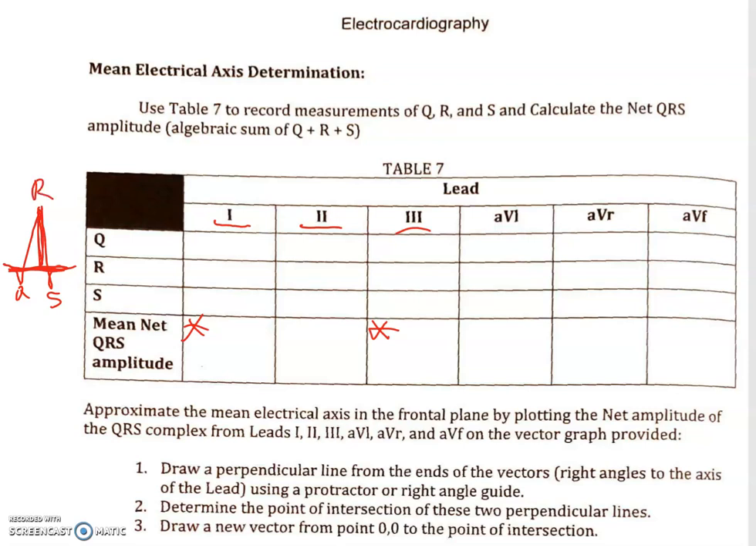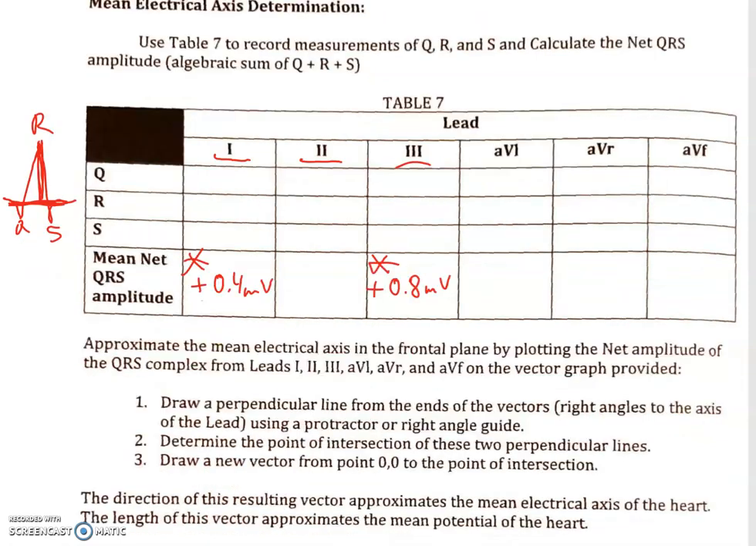So the mean net QRS amplitude, let me just give you some imaginary data. For lead 1, let's say we are at 0.4 millivolts. The amplitude, let's say it was positive. And for lead 3, let's say we have 0.8 millivolts, also positive. Now what are we going to do with the data? These are the only 2 data pieces that you really need.